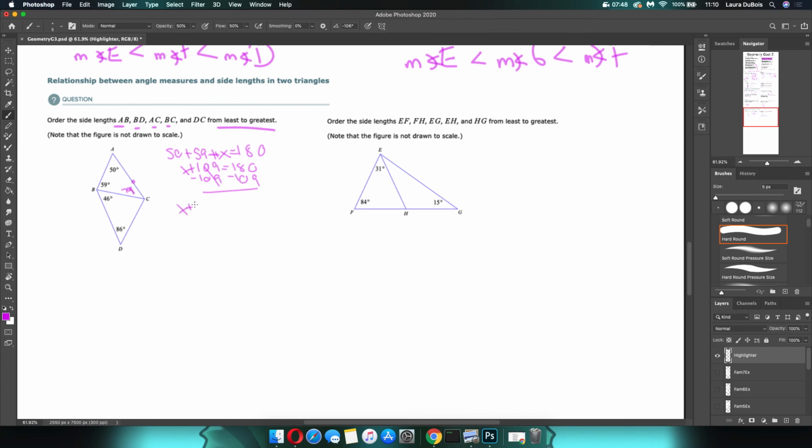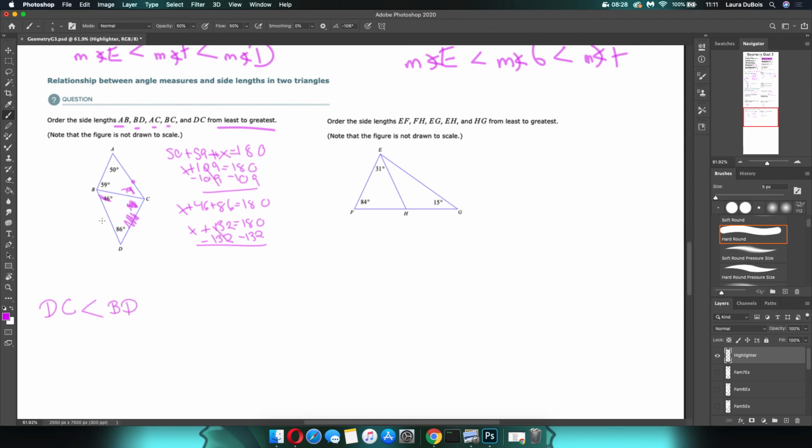Then it is x plus 46 plus 86 equals 180. So x plus 132 equals 180. Minus 132, minus 132. And this is going to be 48 degrees. Now we have everything we need. Okay, so our smallest number is still the 46. So DC is going to be less than. So 46 is taken care of, so DC is done. Next is going to be 48, which is going to be BD.